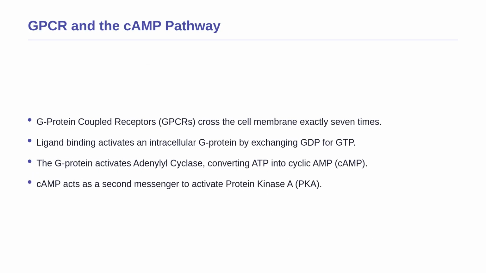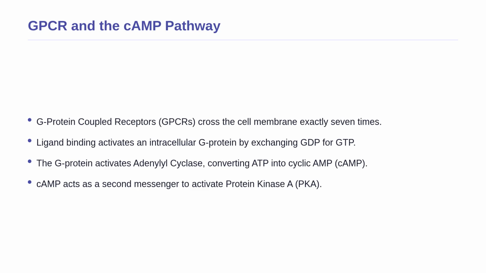Now that we understand basic receptor binding, let us look at a specific, highly important type of receptor pathway. Imagine a relay race where runners pass a baton. The G-protein coupled receptor, or GPCR, pathway works exactly like this cellular relay race. GPCRs cross the cell membrane exactly 7 times.